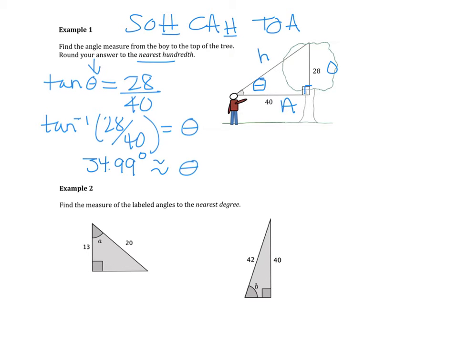Example 2, find the measure of the labeled angles to the nearest degree. So we have angle A here. I don't have the opposite. I am given the hypotenuse, and I am given the adjacent. So that means I'm using the cosine function. So cosine of A is equal to the adjacent 13 over hypotenuse of 20. We're using the cosine inverse. Plug that into your calculator.